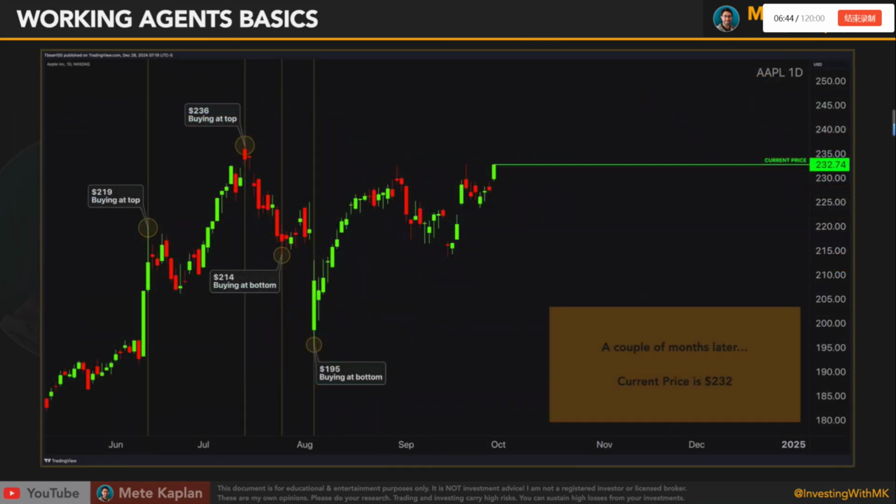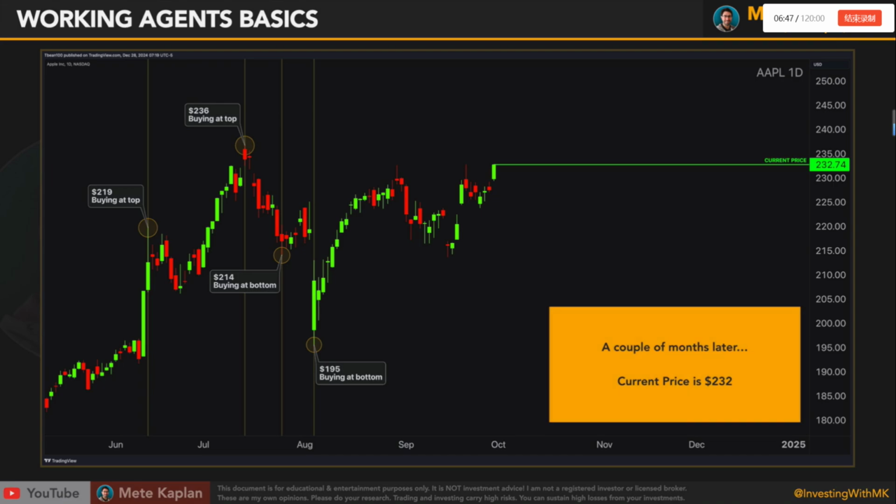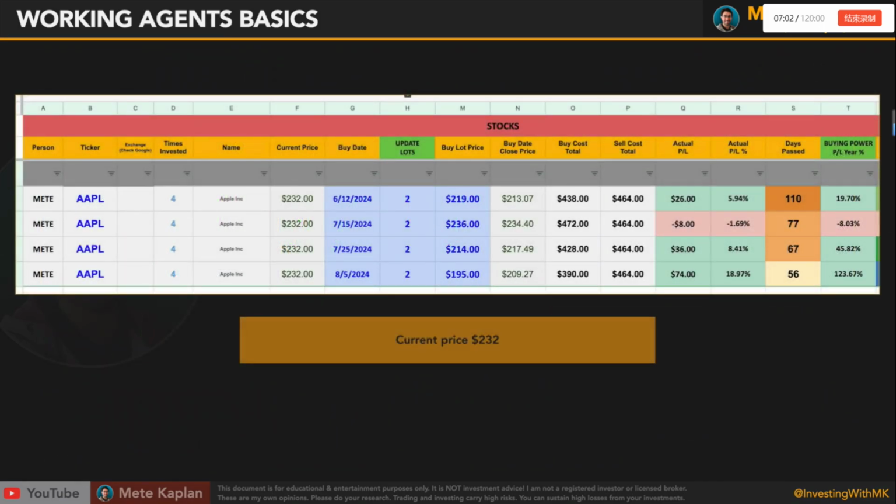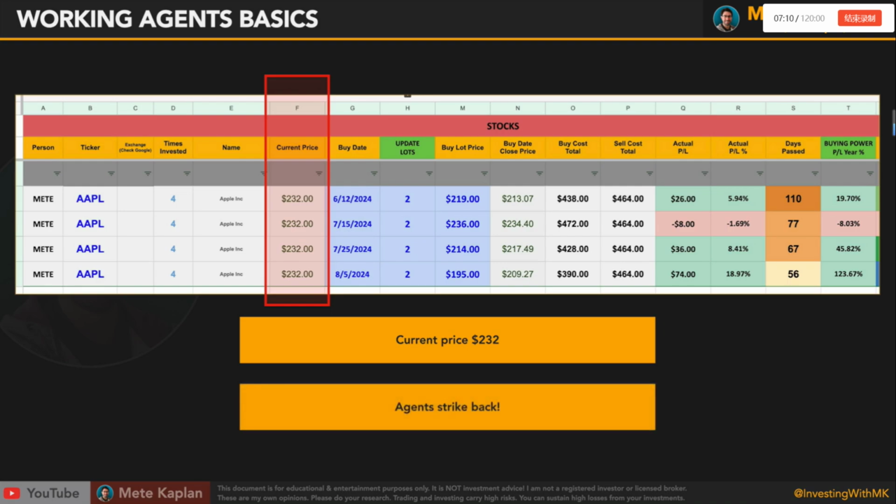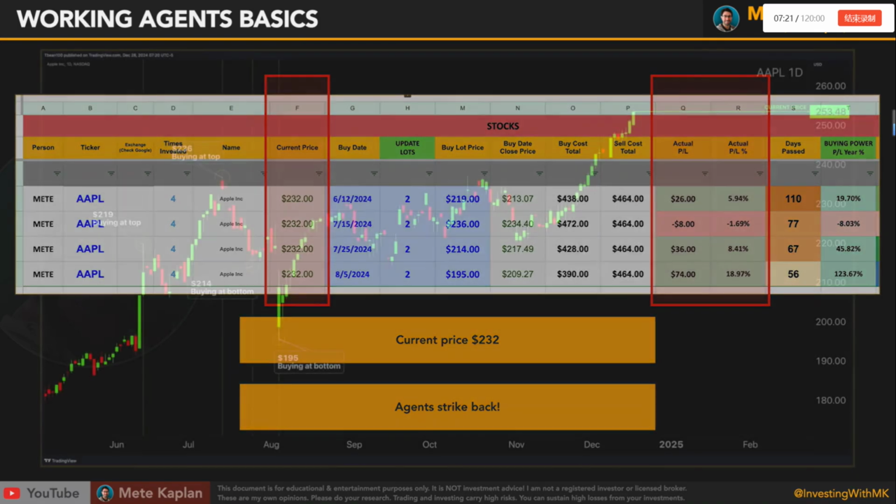Now let's give it some time. Just in a couple of months, Apple price is now trading at $232. What do you think? Am I doing better or worse today? Let's see, the price has now jumped to $232. It is our current price. As you can see, it is better. 3 agents are now positive and only 1 agent is negative. I started to make some money at least.